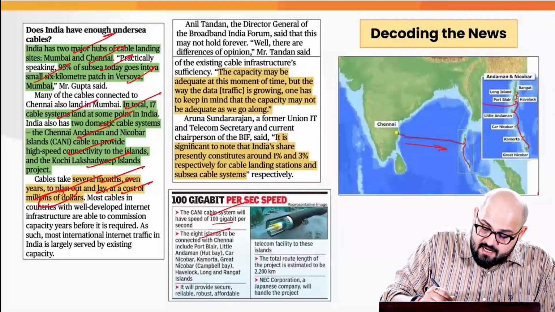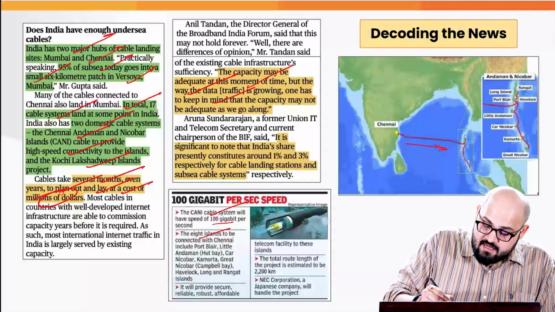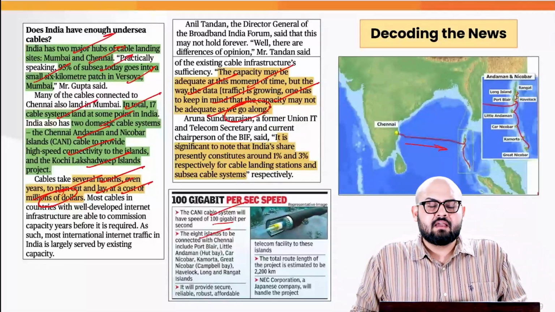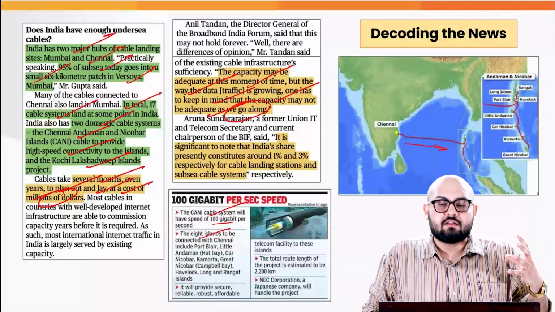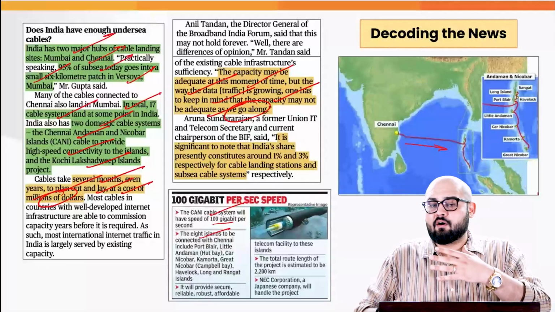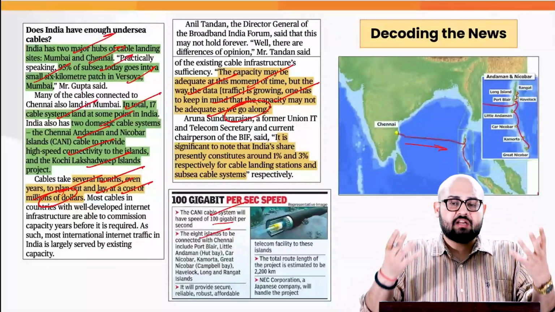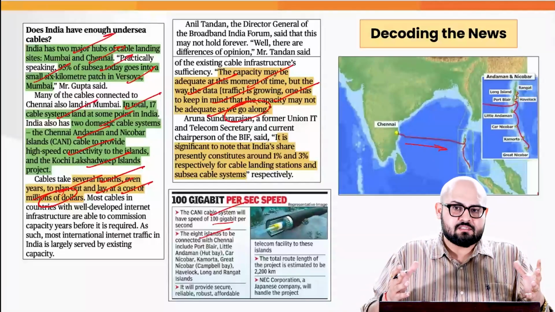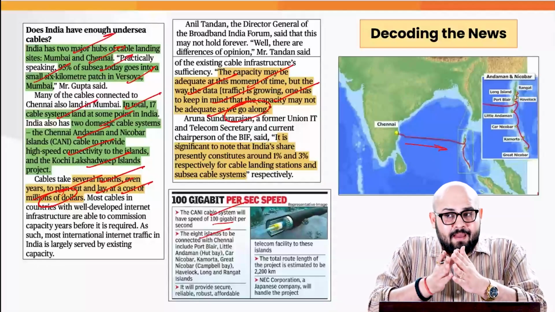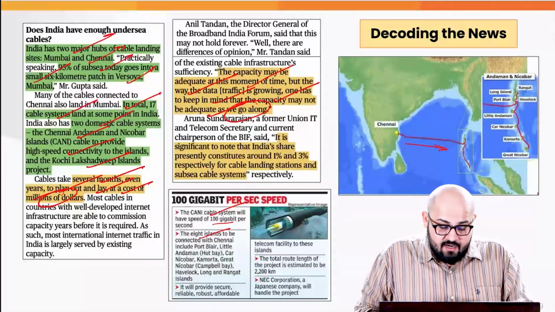The capacity may be adequate at this moment of time, but the way the data is growing, one has to keep in mind that the capacity may not be adequate as we go along. What we are trying to say is that we are critically dependent upon digital technology, right? Digital connectivity, be it for e-commerce, be it for technological progress in different areas. So we need more digital connectivity, and for that we need more cables. As of now, there are enough digital cables, but what we need is the expansion of the infrastructure, and for that we need to lay down more cables. That is what the article is talking about.